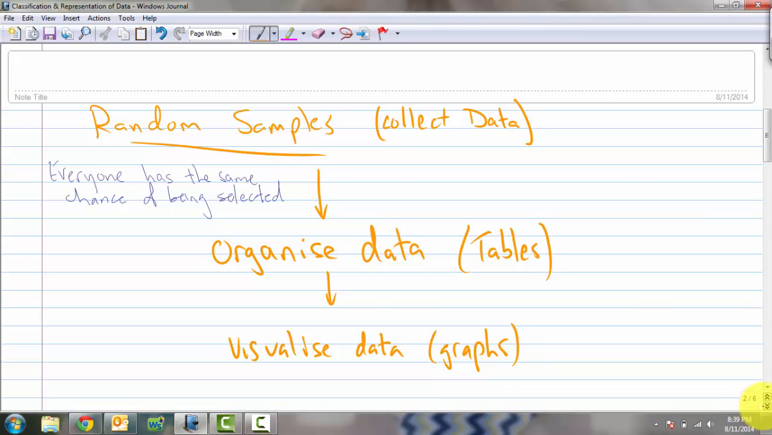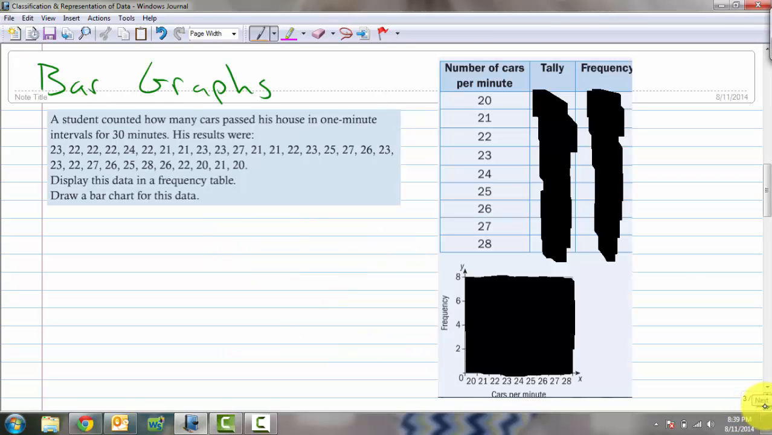So here we go. Let's get into the meat of this. Let's do some data analysis. We're going to start with bar graphs. So we have cars that pass the house in 1 minute intervals for 30 minutes. The results were 23 cars the first time, 22 cars the second time, 22 cars the third time, and so on and so on. Display this data in a frequency table, then draw a bar chart for this data.